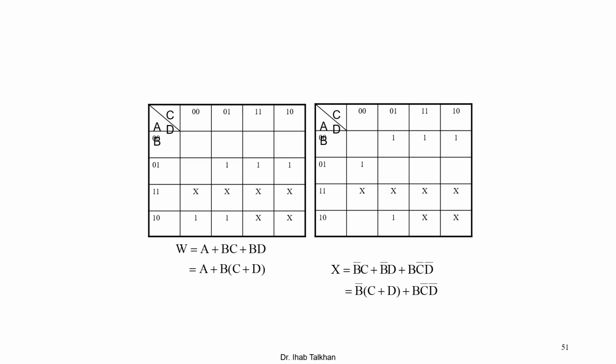This slide here will give you the functions W and X. As you can see here, this is a K-map for both W and X. If you start with W, you find that you have one group equal to BC, a second group equal to BD, and the third group equal to A. So actually W equals A plus BC plus BD, which can be rewritten as A plus B multiplied by (C plus D).